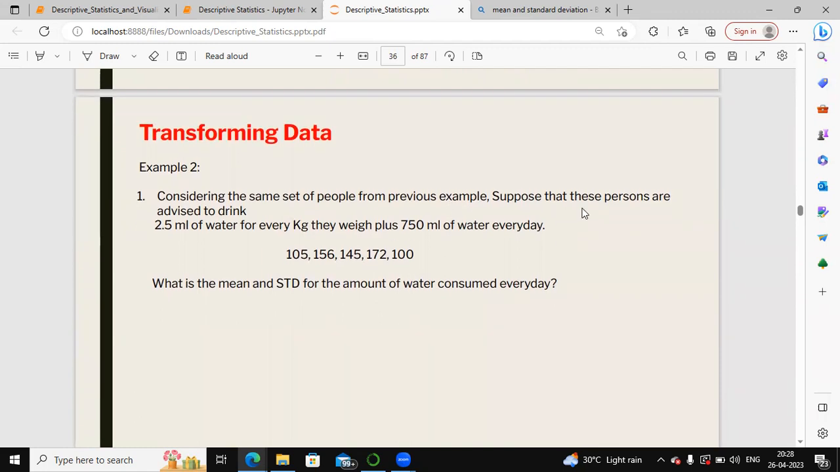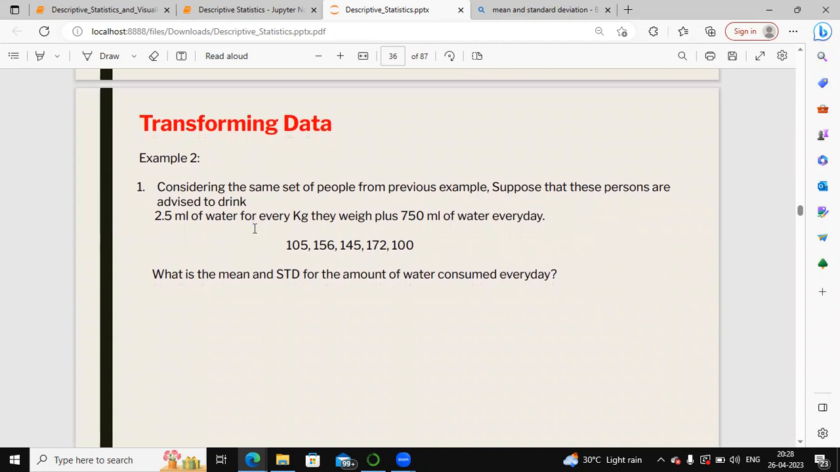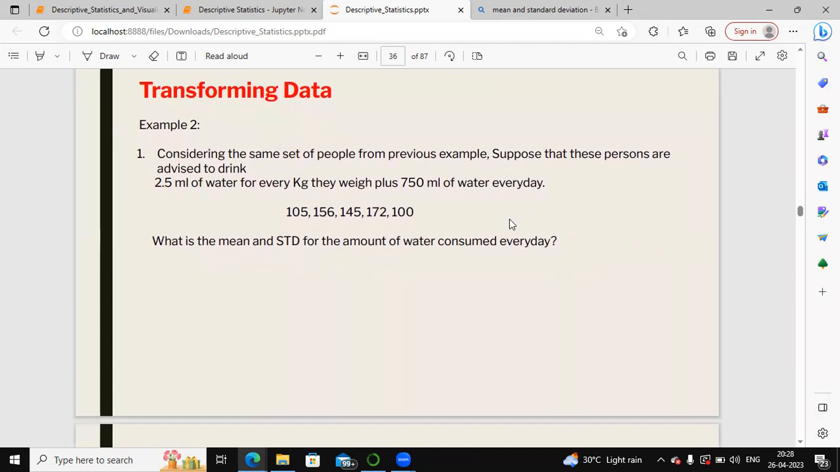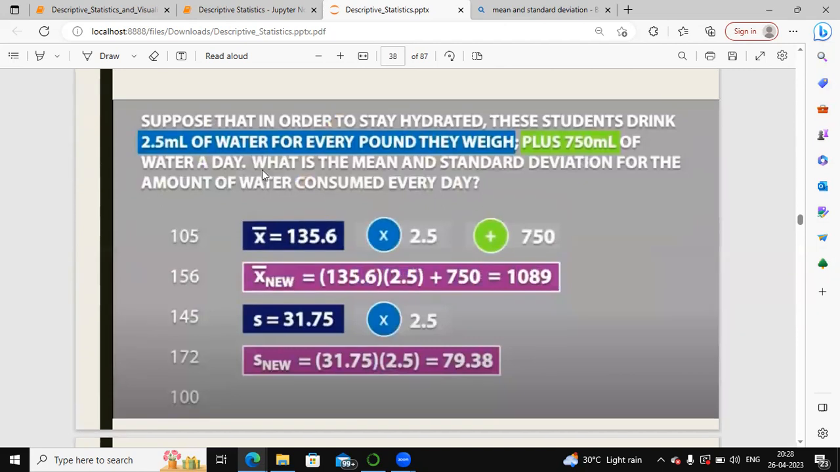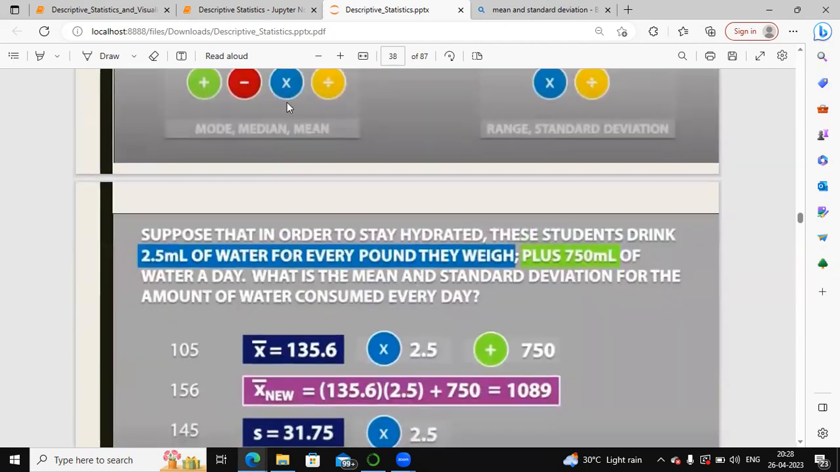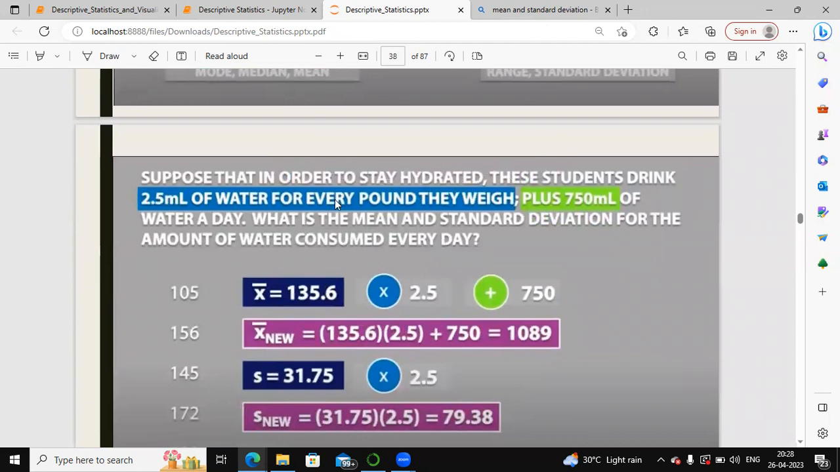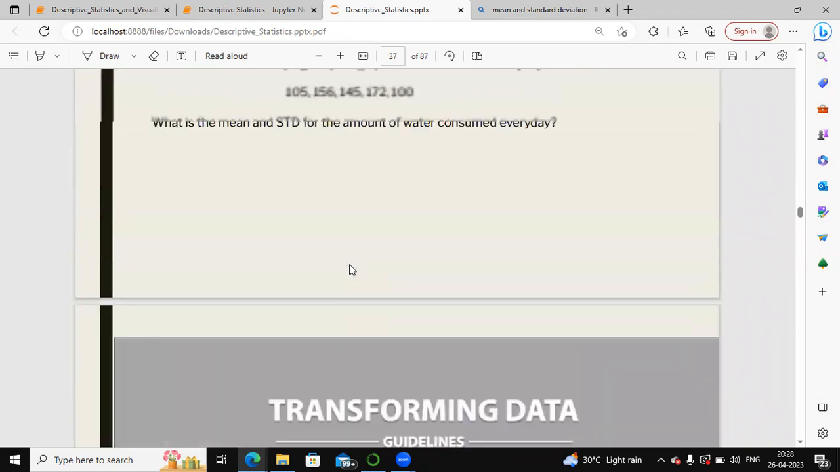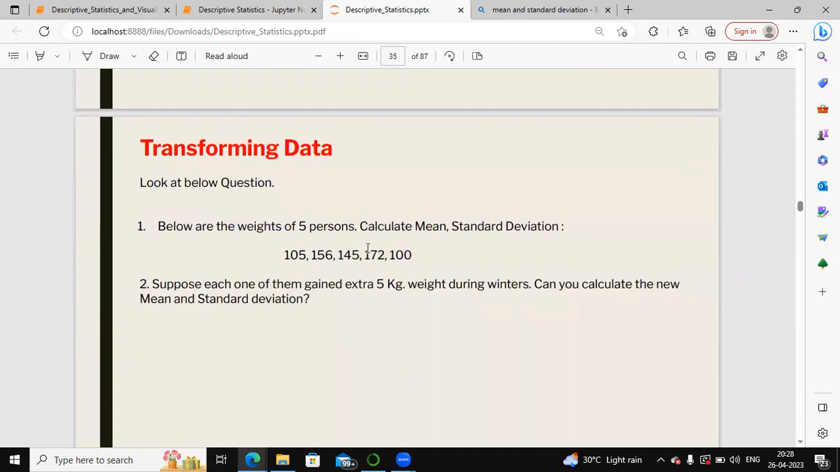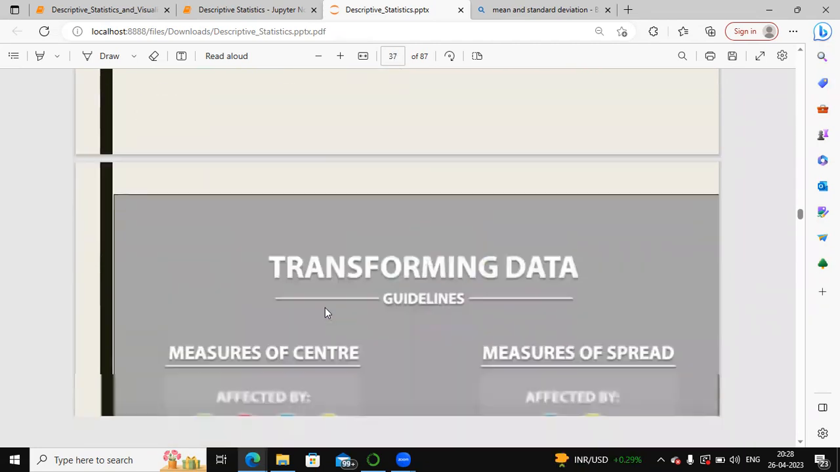Suppose these people are advised to drink 2.5 ml of water for every kg they weigh plus 750 ml of water every day. So in this case, I will show you this. Okay, so this is the question. Suppose that in order to stay hydrated, this student drinks 2.5 ml of water for every pound they weigh, less 750 ml of water a day. What is the mean and standard deviation for the amount of water consumed every day? So we have got X bar to be 135.6 from the previous example. The mean value for this is 135.6.